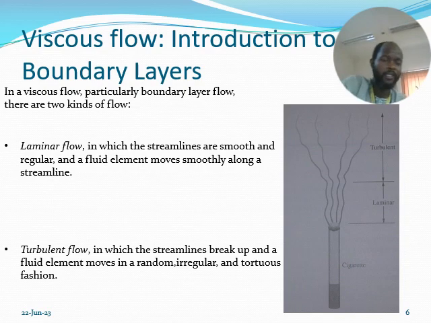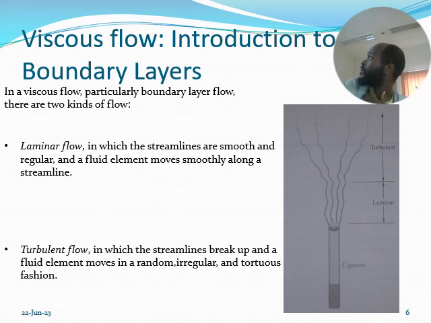For the velocity boundary layer, there are two kinds of boundary layers that we can have, or it can have two different natures. Either the flow inside the boundary layer is laminar, where the streamlines are smooth and regular, and fluid elements move smoothly along those streamlines, or a turbulent flow inside that boundary layer, where there is just a random motion of the fluid elements as the flow progresses inside the boundary layer. So the fluid elements move in a random, irregular, and tortuous fashion.